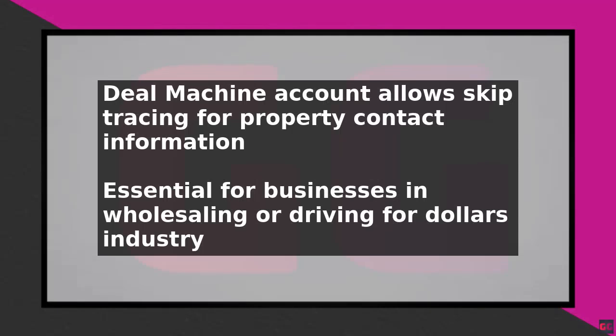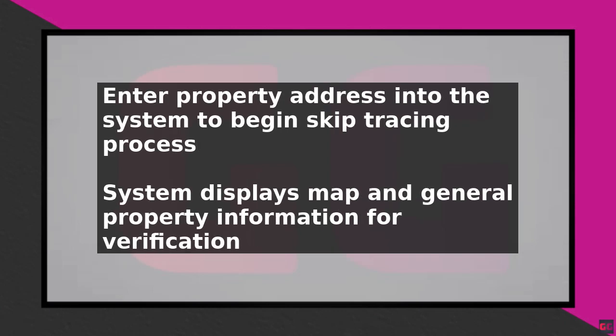To skip trace a property using a Deal Machine account, the process is relatively straightforward. The primary reason for doing so is to obtain the contact information for the property, which is essential for businesses involved in wholesaling or driving for dollars. This can be achieved directly within the Deal Machine account, eliminating the need for additional fees or external systems.